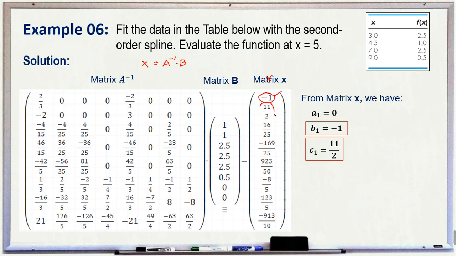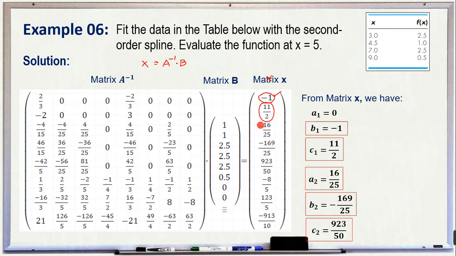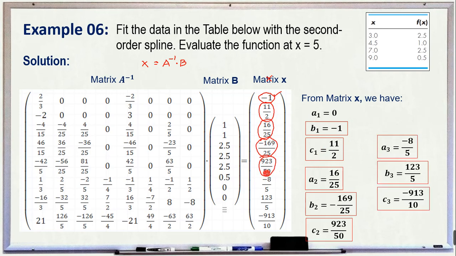Then C1 is equal to 11 over 2, and then for A2 that's 16 over 25, and this one is for our B2, and this one is for our C2, and then negative 169 over 25 for our A3, 123 over 5 for B3, and lastly we have the negative 113 over 10 for our C3. Now we have the values for the coefficients as well as the constant.